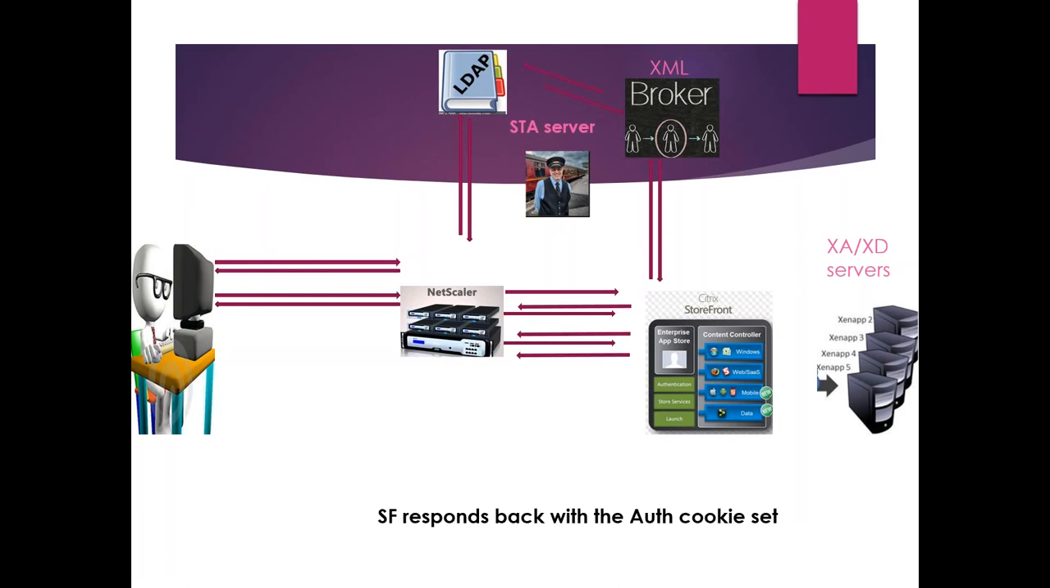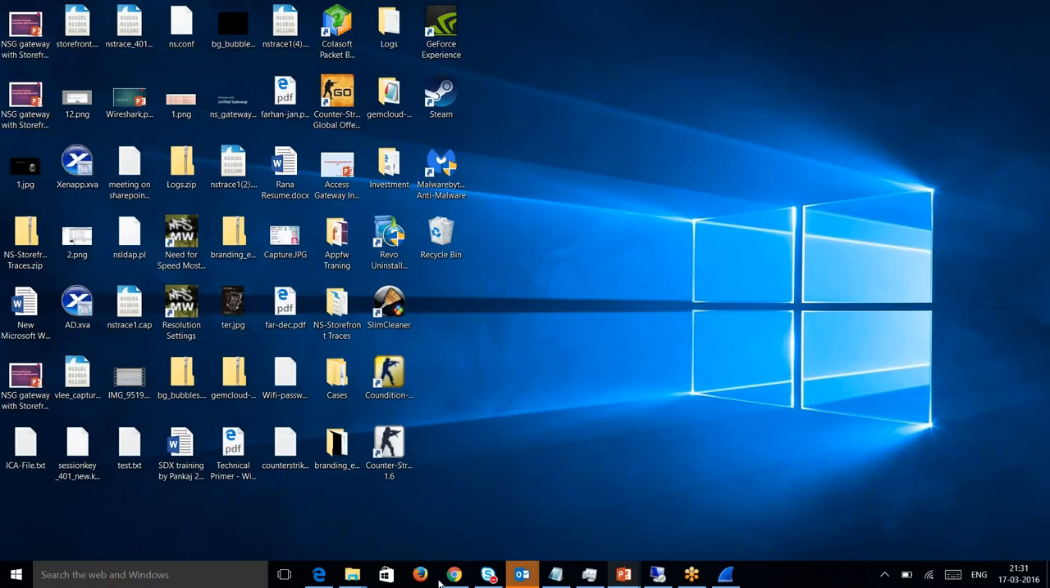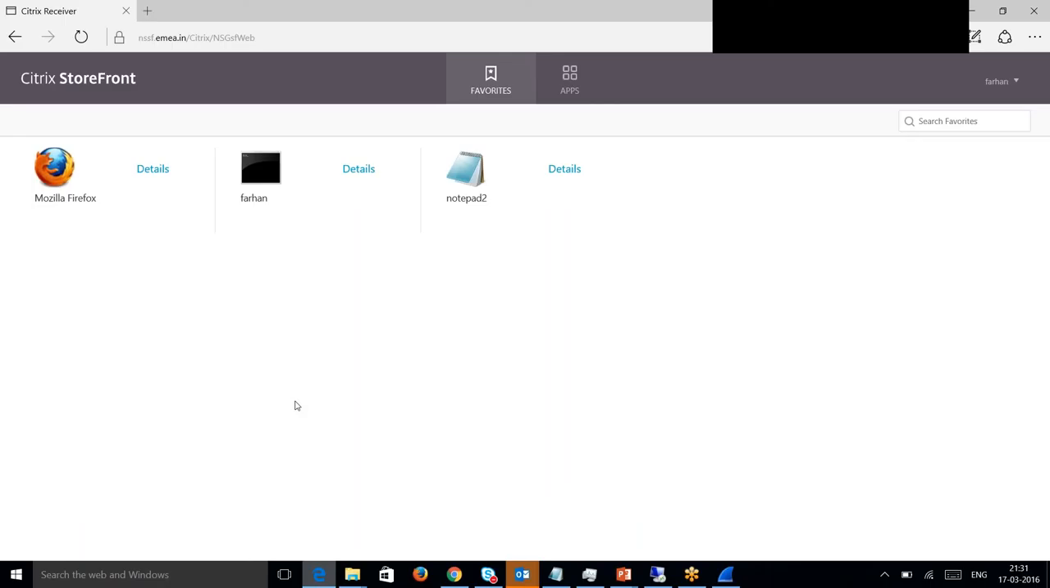And after this, storefront does its part: it sends a 200 OK, and it sets a cookie exactly to tell the user that yes, he is authenticated. Next time you just come with these cookies to me and I'll understand that you are already authenticated. After this, the user wants to know what are the resources which he should access. Like normally, if you go to this page, you see these are the resources. I have Mozilla Firefox, one command prompt and one notepad too. So this is exactly what resources are allowed to me.